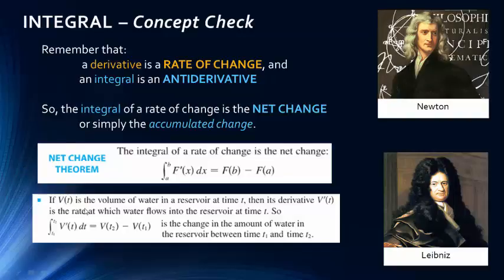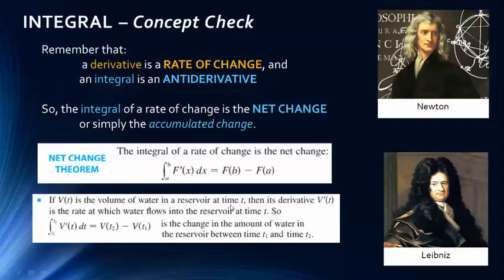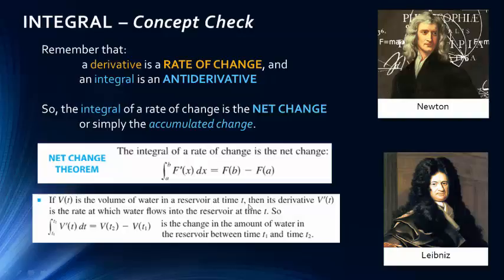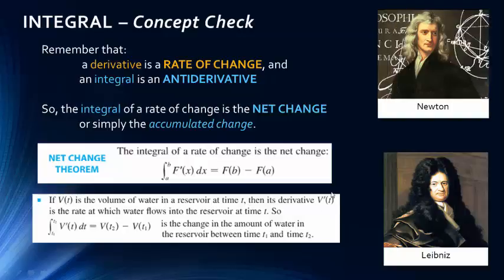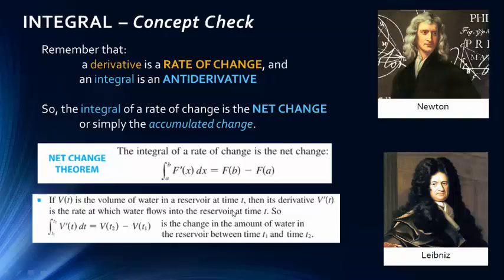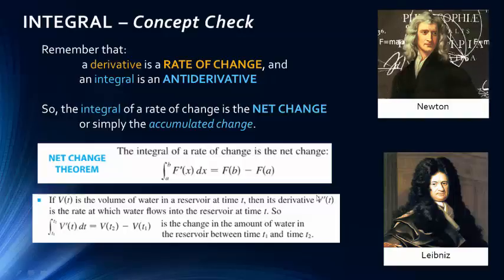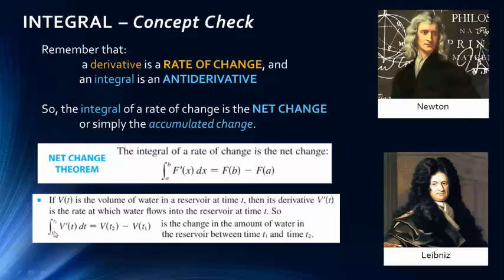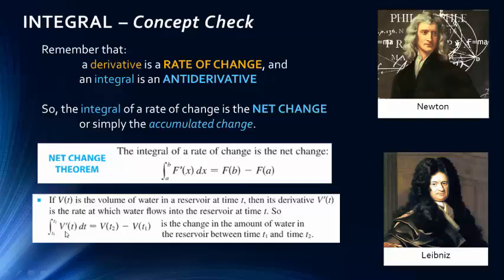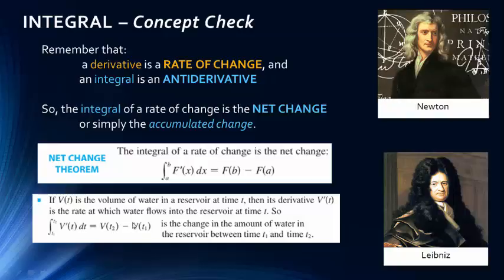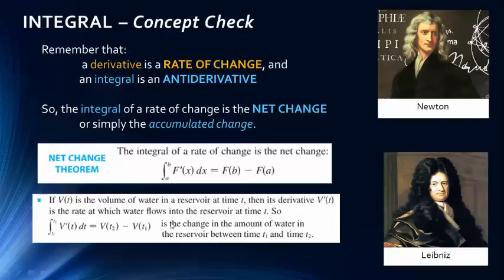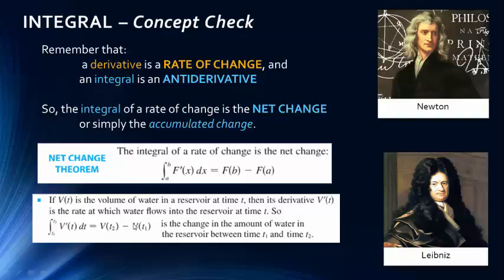So if V represents the volume of water in a reservoir at time t, right? So how much water is in the reservoir at time t, then its derivative, V prime t, is the rate at which the water flows into the reservoir at a specific time, right? So this is how fast the water's going in. So if we took the integral between two time periods of the derivative, we would get how much water is in there at the end minus how much water it began with. And so this tells us how much water went into the reservoir between these two times. It gives us the accumulated change in the volume.